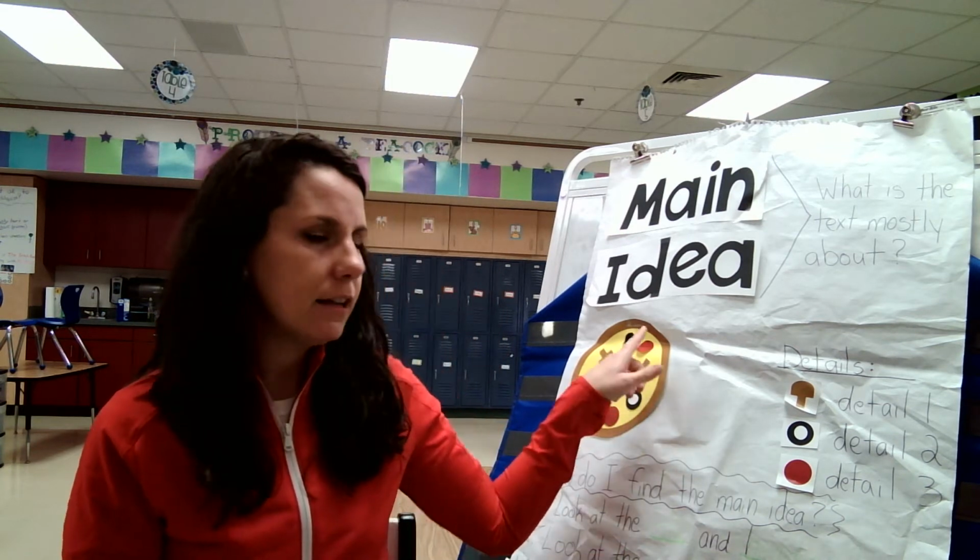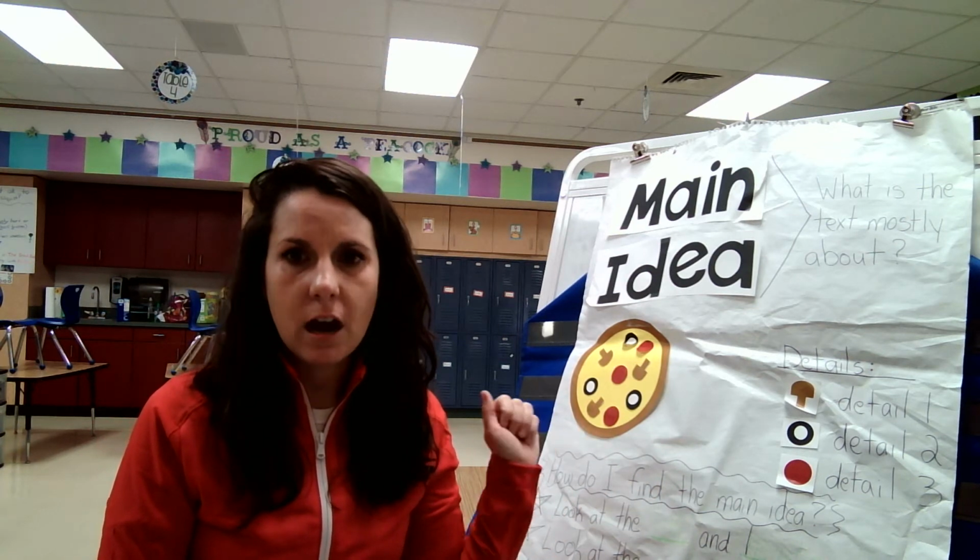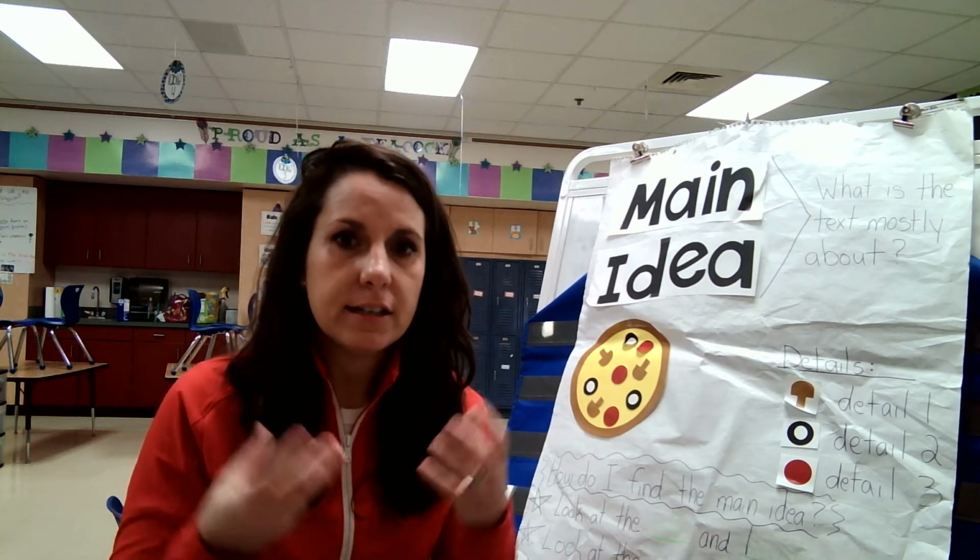The main idea is going to tell you what that story is all about. So we're going to think of the main idea like the pizza crust. And all of the details in the text are going to be the toppings, like the mushrooms, the pepperonis, the cheese. And those are all the things in the text that tell us about the main topic. They're going to be facts that teach us and support that main topic.